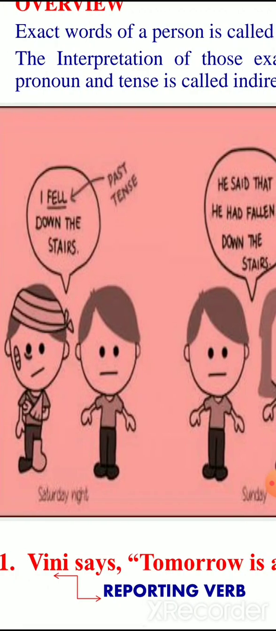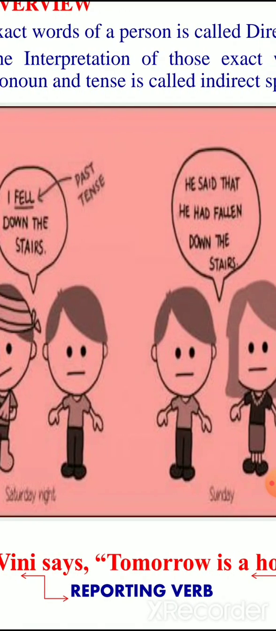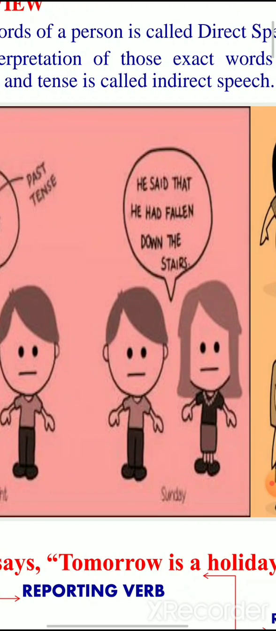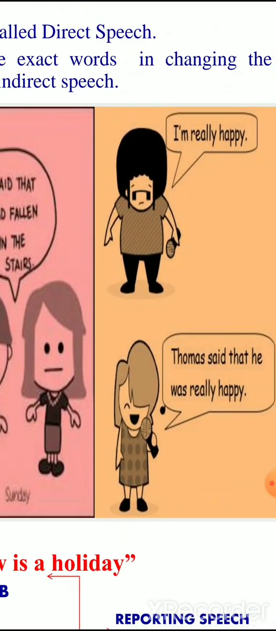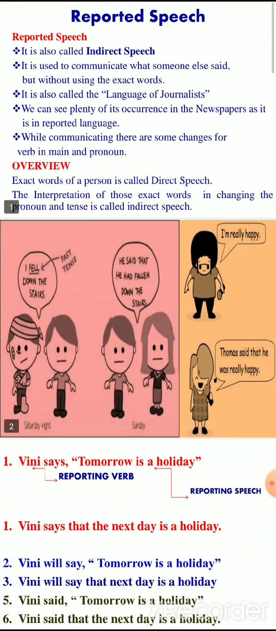When three members are speaking, the second one is redirecting or interpreting the exact words of the speaker to the third person. In this picture, he is telling, I am really happy. He is conveying to her, and now she is conveying to the other one. He said that I am really happy, and she interprets it as, Thomas said that he was really happy. This is exactly direct and indirect speech, which is called reported speech.